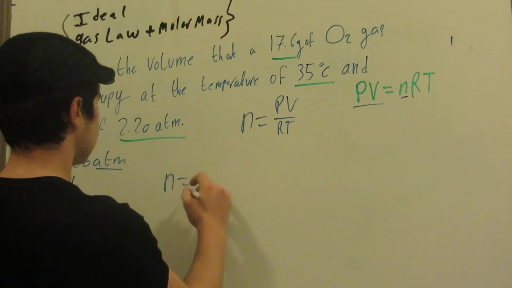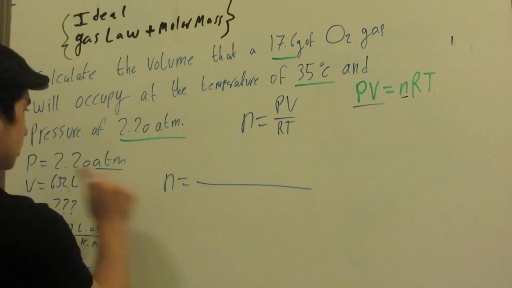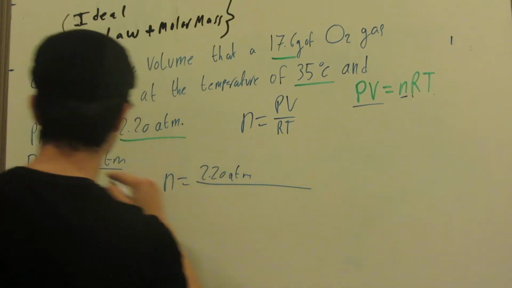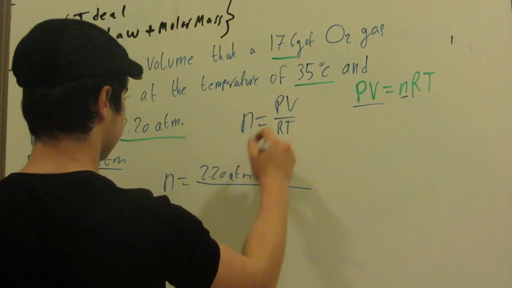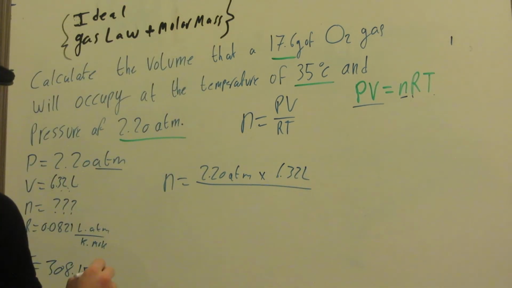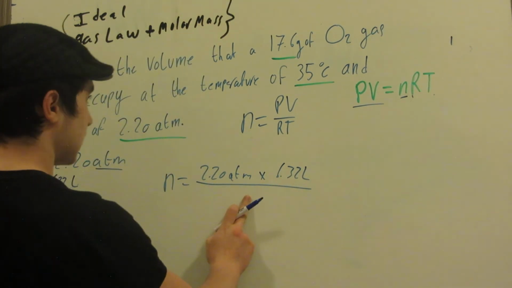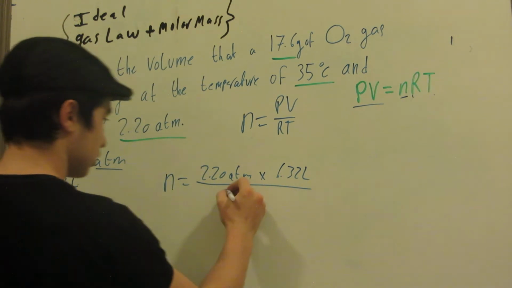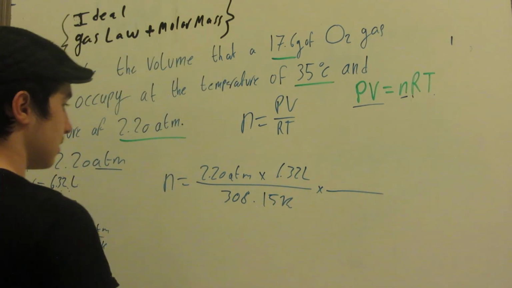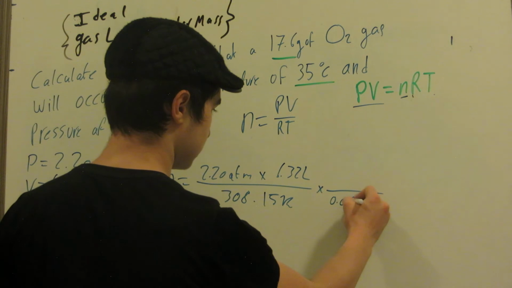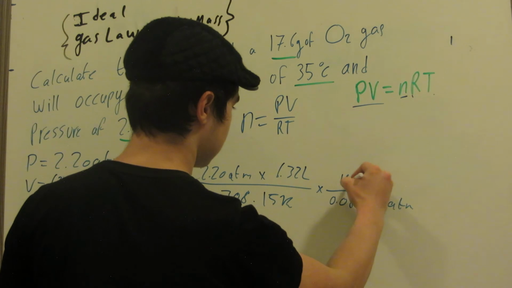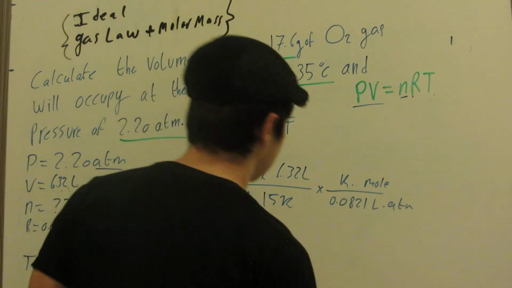So n equals, we start switching units. Pressure is 2.20 ATM, and we're going to have the volume as 6.32 liters. Then we are going to have down the RT. The temperature is 308.15 Kelvin. Let's put the R: 0.0821 L·atm/(mol·K), mole. And we start solving.